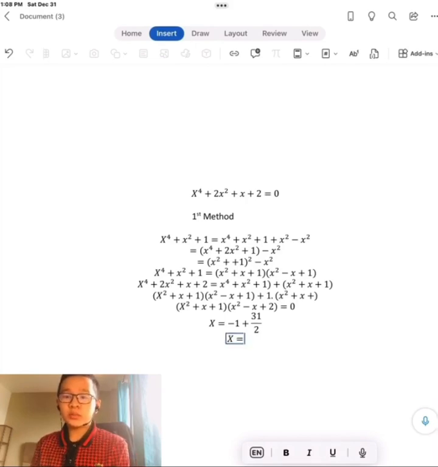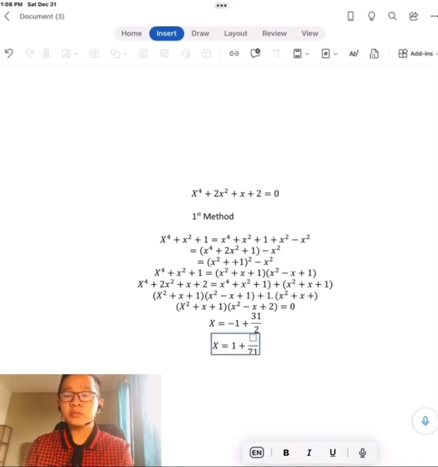By the way, this is also a very common expression that comes up with complex numbers. So you know, the complex cube roots of 1 and so forth. Anyways, the other set of solutions is going to be 1 plus or minus the square root of 7 i, divided by 2.